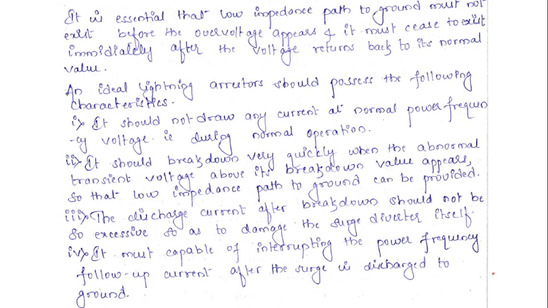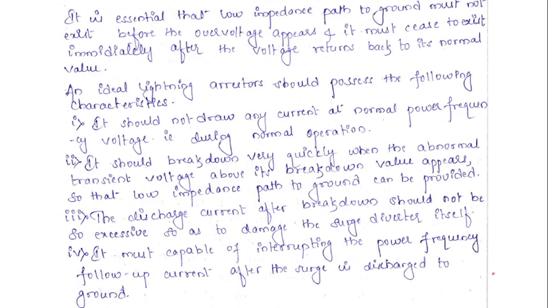It is essential that low impedance path to ground must not exist before the over voltage appears, and it must cease to exist immediately after the voltage returns back to its normal value. So the care should be taken that under normal operating condition, these lightning arrestor path should not have a low impedance path, and as and when the surge attacks, the surge voltage appears, at that moment it has to create a low impedance path, and it must cease to exist immediately after the voltage returns back to its normal value. Once the voltage reaches its normal value, it has to cut down its action.